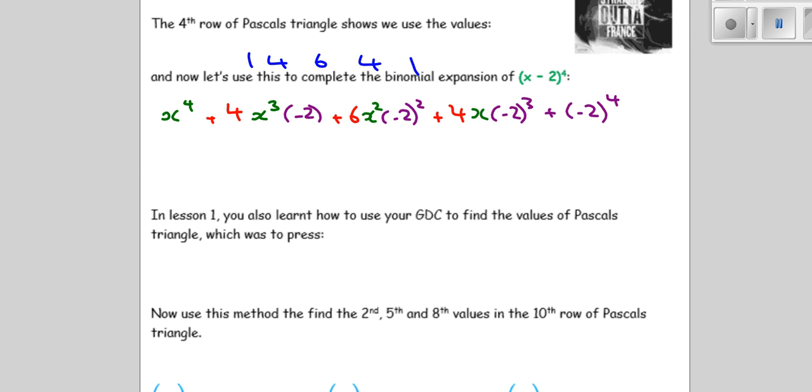Something you can check is just that your exponents add to 4. In the first term, it's x to the 4. Second term, 3 plus 1 is 4. Third term, 2 plus 2 is 4. 1 plus 3 is 4. And so on. So x to the 4.